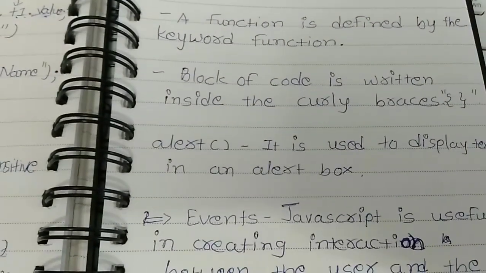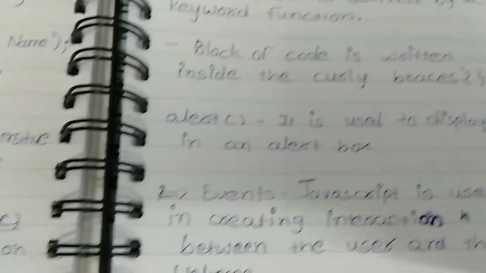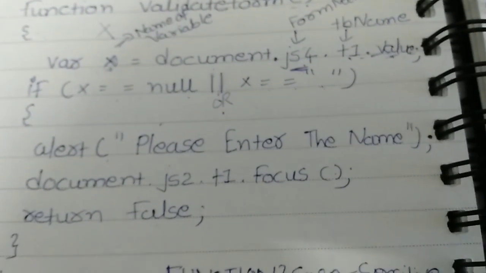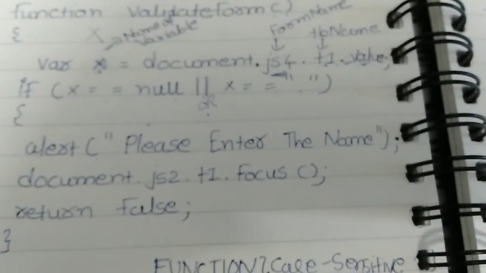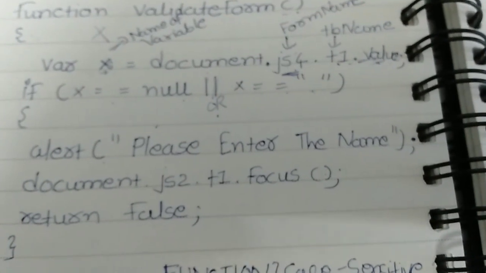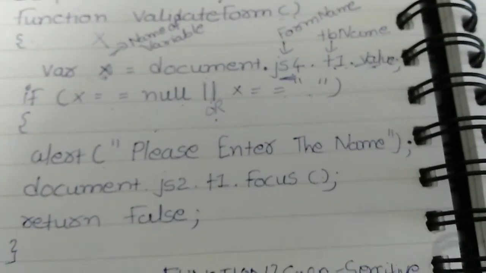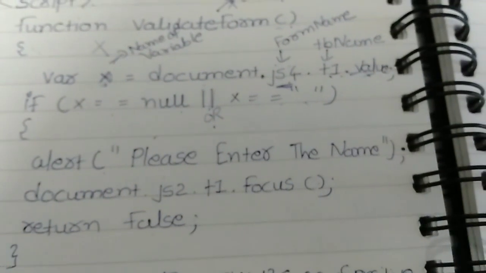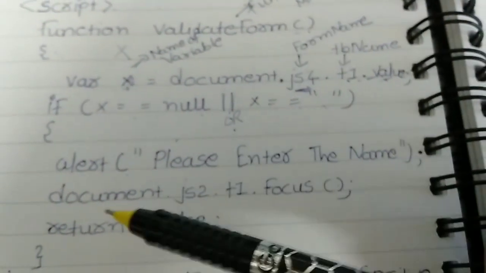You have to compulsorily write your name because this field is mandatory. Alert, please enter your name. So the user can see the alert, and he or she can write her or his name inside a text box.